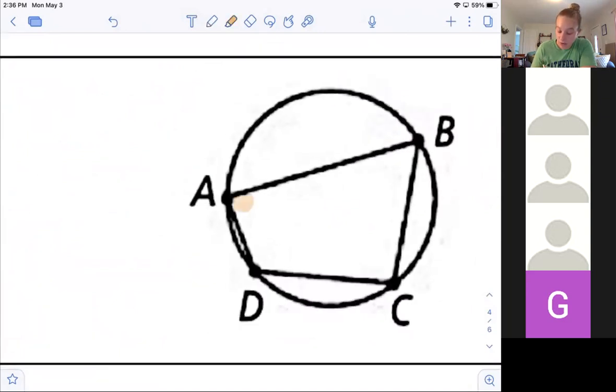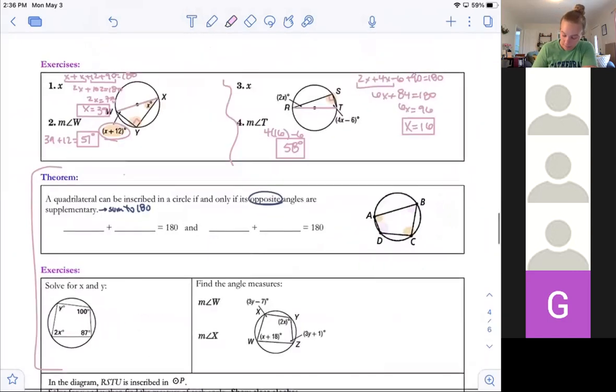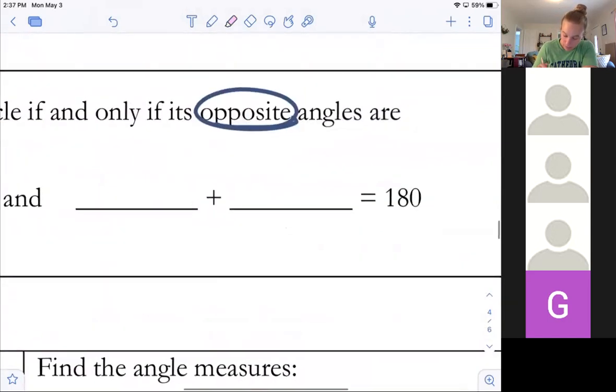So an opposite angle pair could be A and C. So measure of angle A plus measure of angle C needs to equal 180. Another example would be B and D. Measure of angle B plus measure of angle D needs to equal 180. So let's put that over here. I'll do this one first. Measure of angle B plus measure of angle D equals 180. And I just colored them pink so you could see where they correlated on my picture. I like to color coordinate if I can.